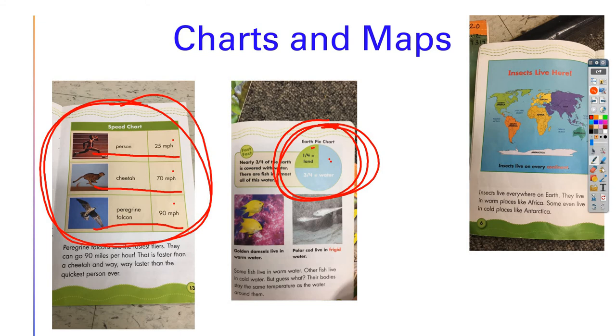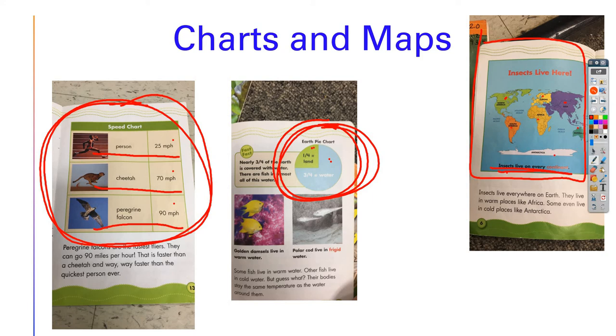And then sometimes you'll see a map in a nonfiction story. Do you think you need to look at the map? Yes, of course you do. You need to look at that map. This book was about insects, and it's telling you that insects live on every continent. Even in Antarctica. I know a lot of people think they don't live in Antarctica, it's too cold. But they do. This book says they live on all of these. So it's showing you the whole world and telling you that insects live everywhere.